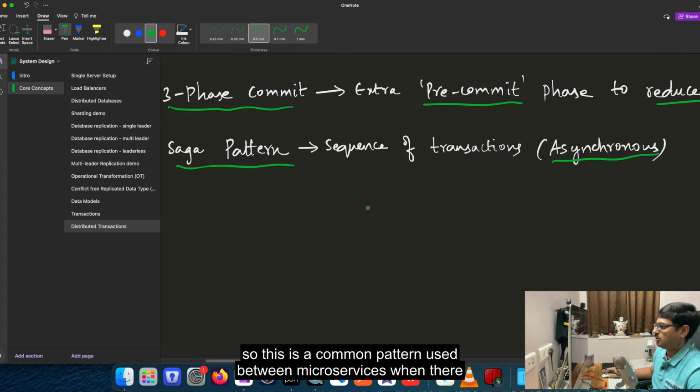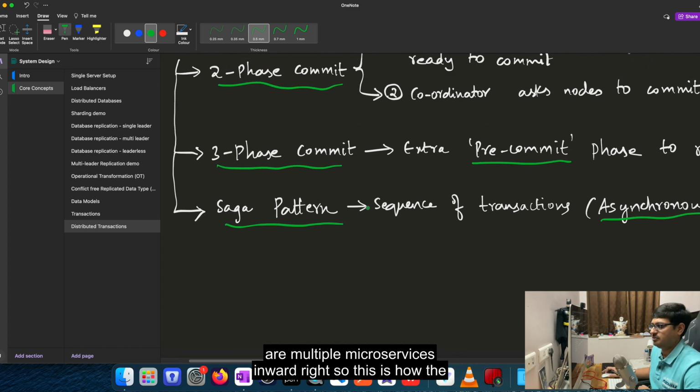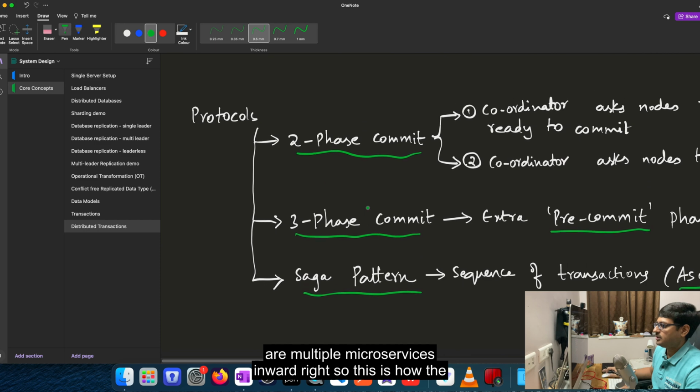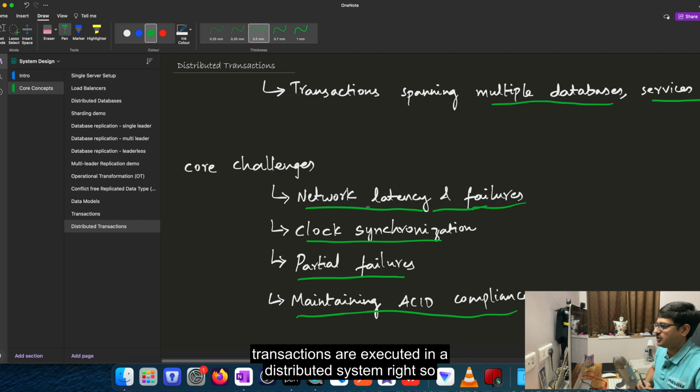So this is a common pattern used between microservices when there are multiple microservices involved, right? So this is how the transactions are executed in a distributed system, right?